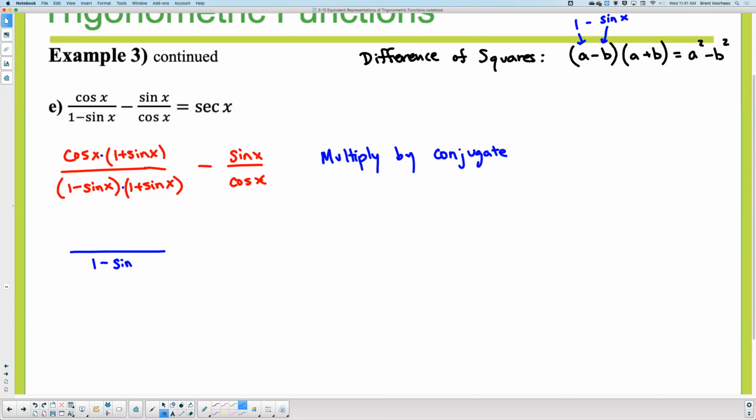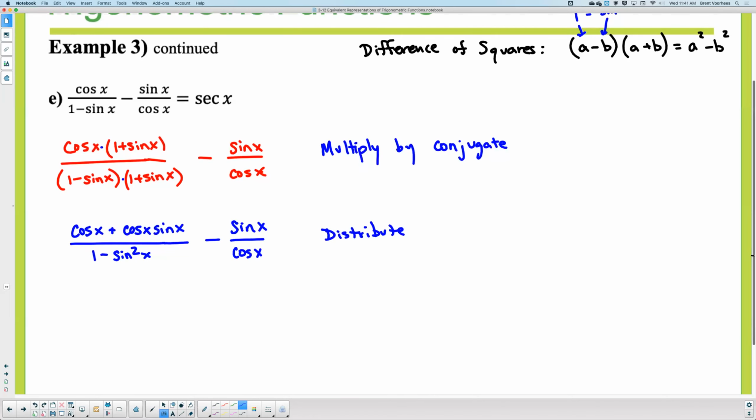A negative sign squared. In the numerator, I have cosine times 1, which is cosine x, and then cosine times sine, which I'm going to write as cosine x sine x, minus sine x over cos x. So here, all I did is simplify that distribution. I distributed. That's all I did. I multiplied that out using the difference of squares as the shortcut there.